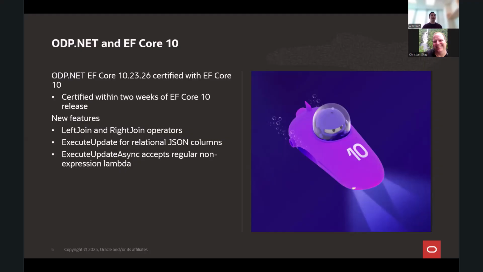So just to start off with, left join and right join operators. If you want to use those LINQ operators within your application, left join and right join, you'll be able to use that with ODP.NET and your Oracle Database, which will then turn it into SQL, so it's much easier to use those joins. You'll also be able to update relational JSON columns. Before you couldn't do that, but now with ExecuteUpdate, you'll be able to do that with EF Core 10. And then if you are using lambda expressions and you want to do an ExecuteUpdateAsync, you'll be able to use those now with EF Core 10.